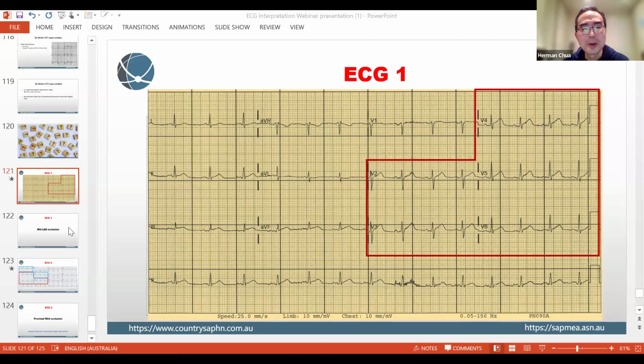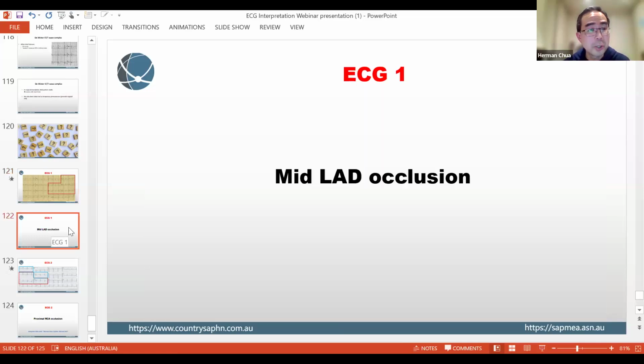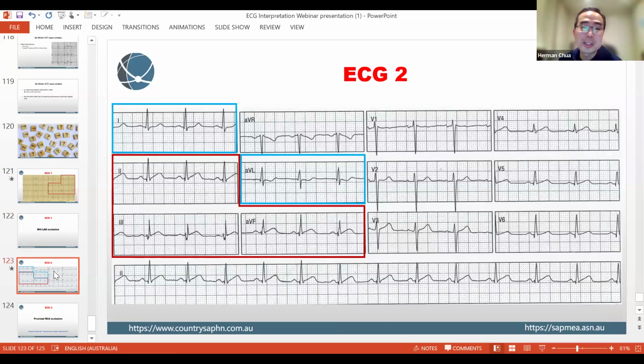I know it's scary. You look at this, and how many of you will actually pick that? This patient actually ended up having a mid LAD occlusion. Then the second ECG I showed you is this. Is this a STEMI or is this not a STEMI? Once again, no ST elevation anywhere.